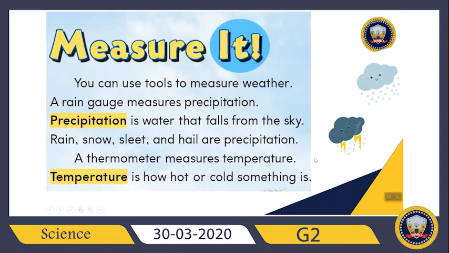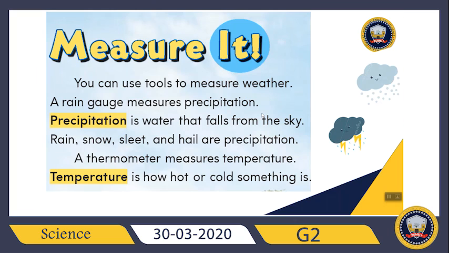So we are talking about weather, and now how can we measure weather? We have tools to measure weather. See here, you can use tools to measure weather. Let's see it together. We have here a rain gauge, which measures precipitation.